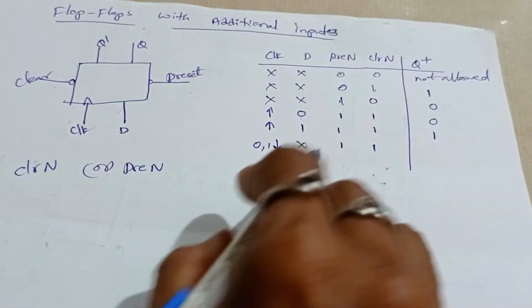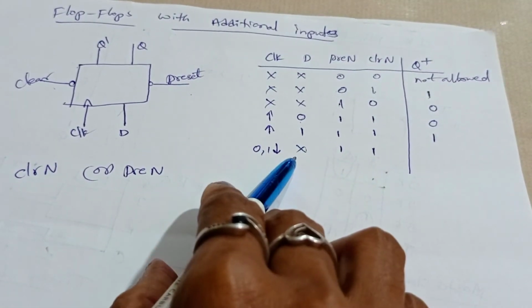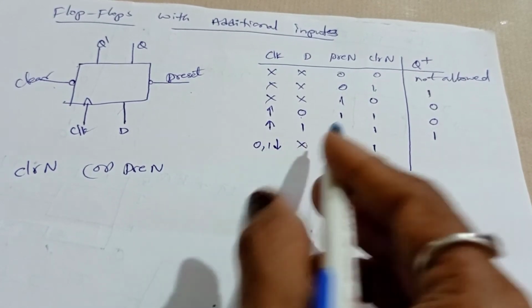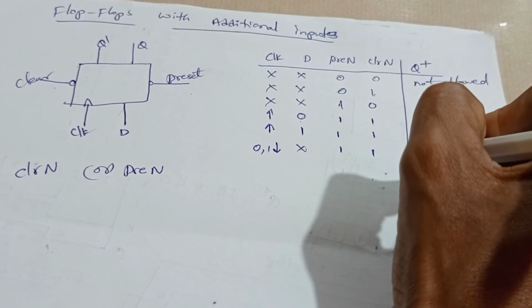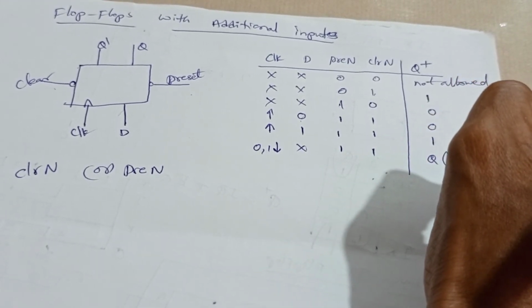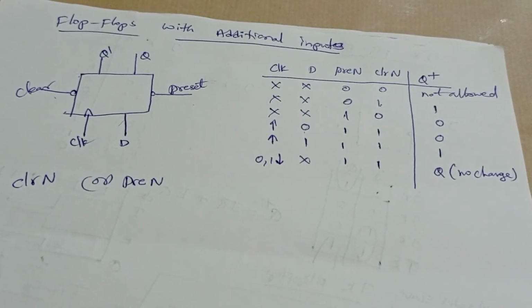Coming to the last condition, preset and clear 1, 1. D is don't care and this is the falling edge. So this is Q, no change. This is about additional inputs, preset and clear.